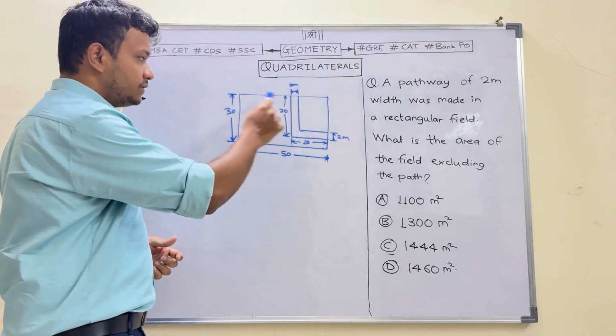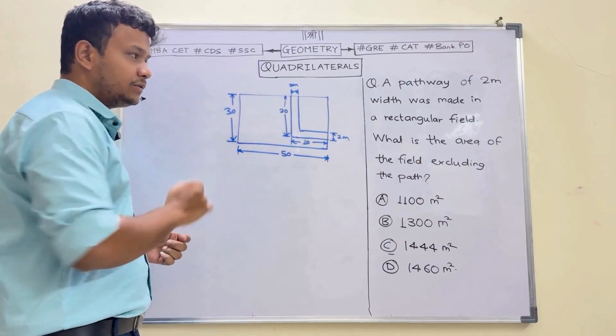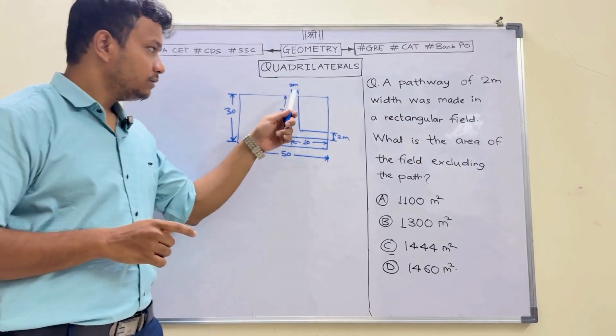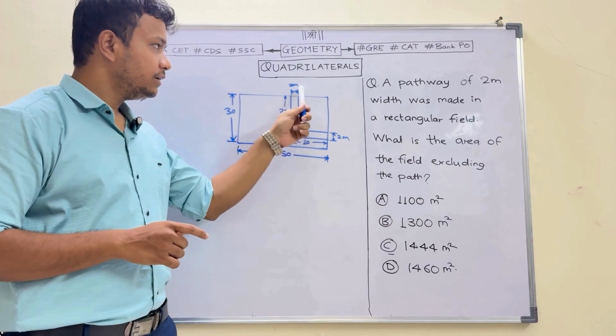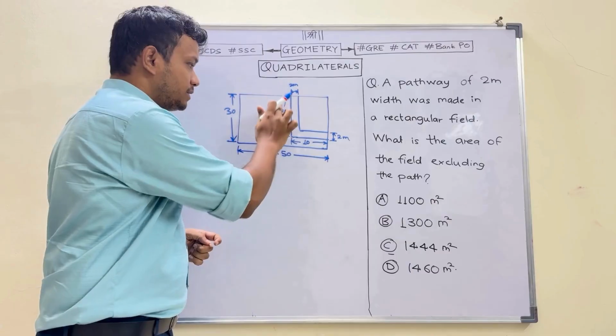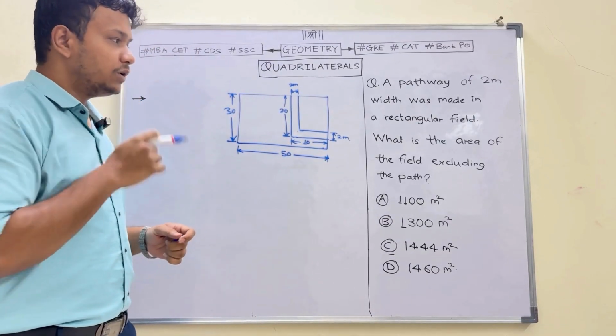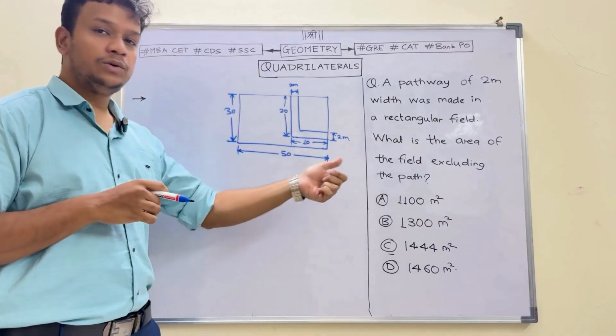So they have given this rectangular field of dimension 50 meters length and breadth of 30 meters. And they have made a path here, if you see, which has width of 2 meters. And they have given dimension from this point to this point is 20 meters, from this point to this point is 10 meters. So what they have asked, what is the area of the field excluding the path?